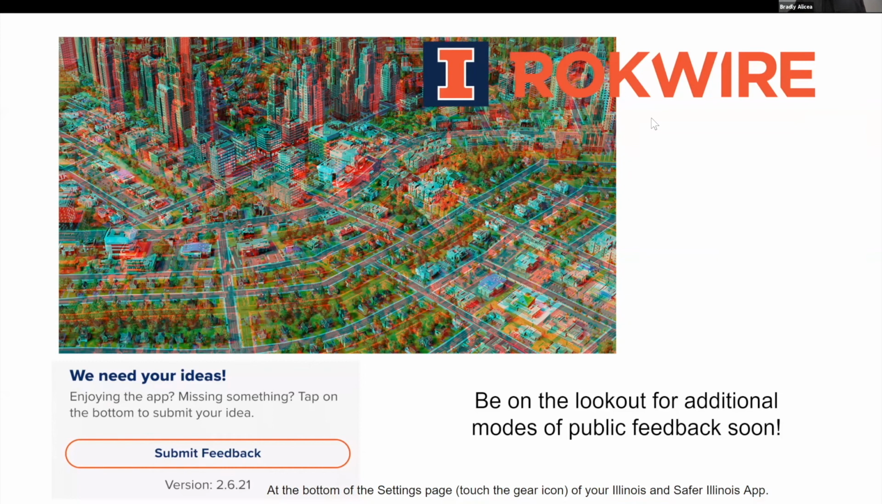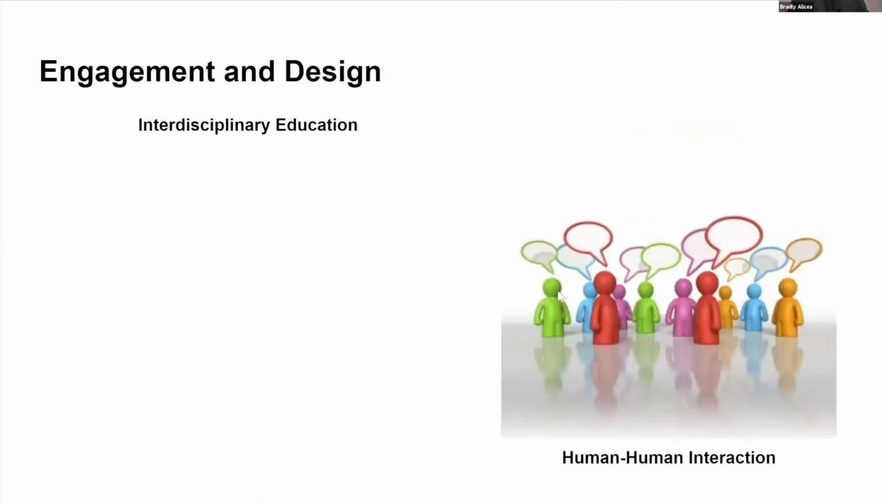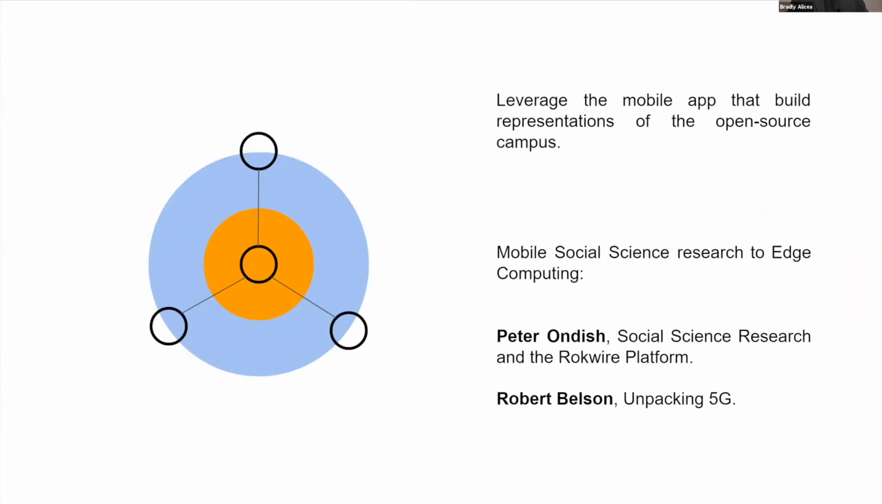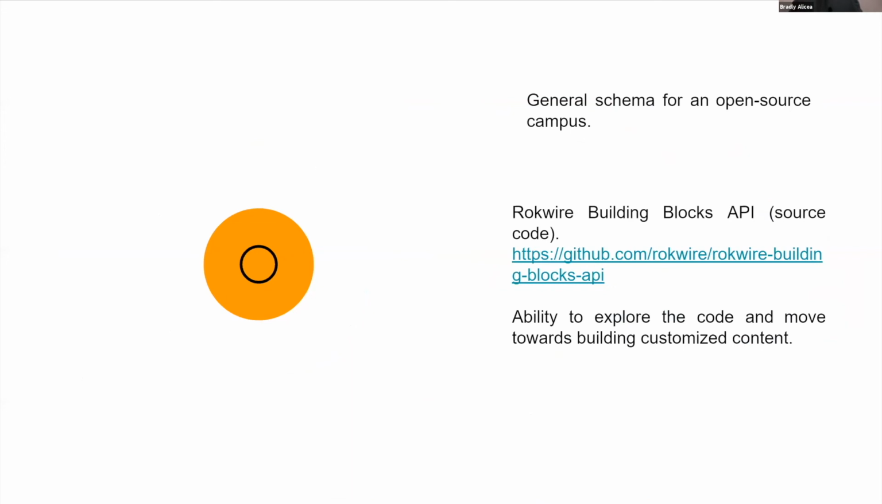Abhijit from Verizon asked, how do we get GitHub access to Rockwire source code? In one of the earlier slides I talked about the API, and our API is available on GitHub. Here it is, the Rockwire Building Blocks API. This will allow you to access the part of the source code that we want you to touch. We're always doing development builds, but this should give you some indication of where we are. So you can explore this code.